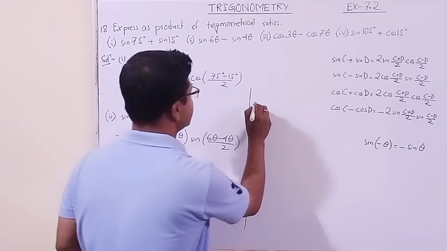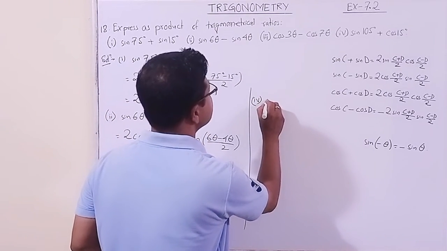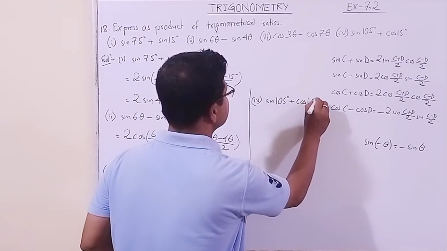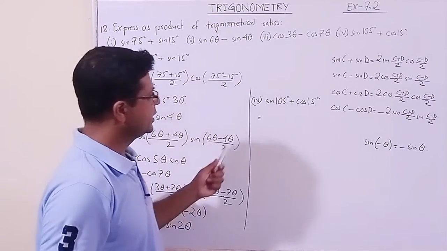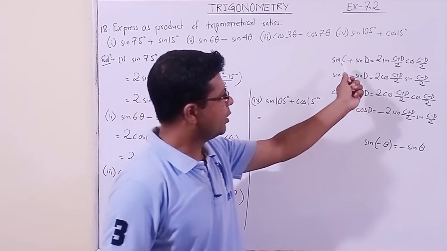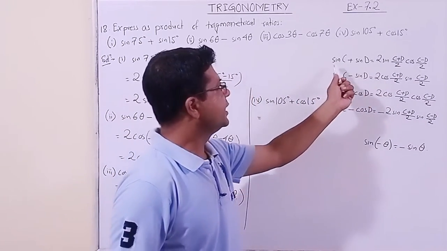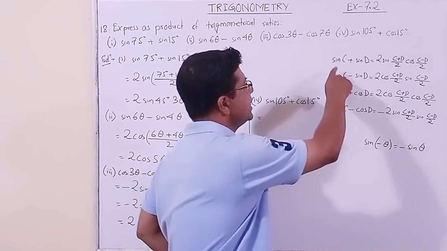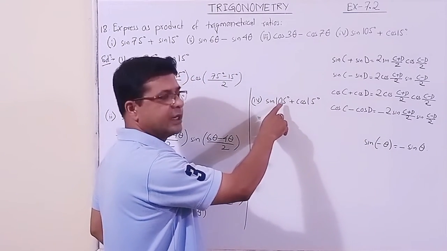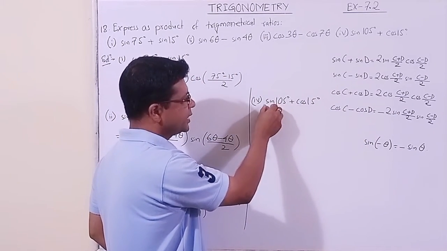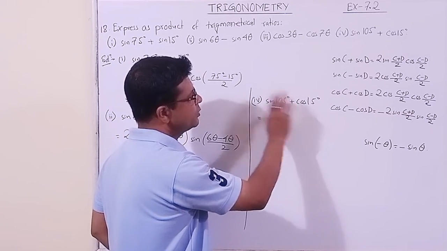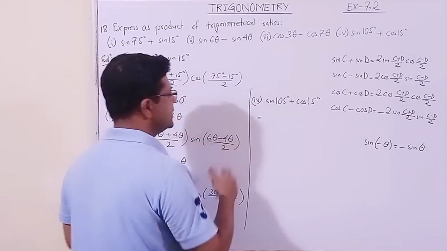Let us do it here. Number 4. What is this? Sine of 105 degree plus cos of 15 degree. Dear student, can you find what the problem is here? There is a little bit of a problem. The problem is that all the questions we have solved so far are in the form of sin C plus sin D, that is, the ratios are the same: sin sin, cos cos. But here it is sin 105 degree plus cos 15 degree. This is sin and this is cos. Either they must both be in terms of sin or both in terms of cos. So what we will do, let us change it.